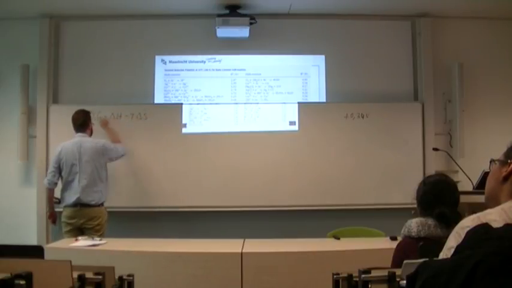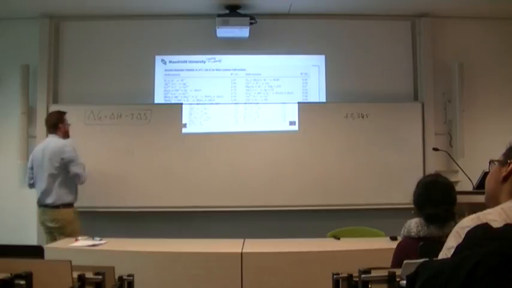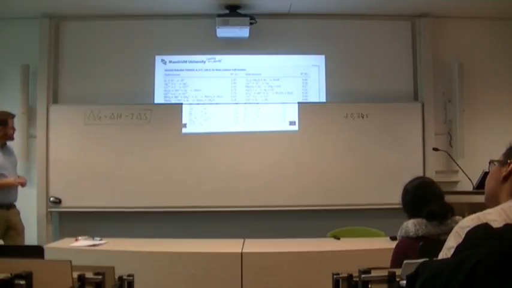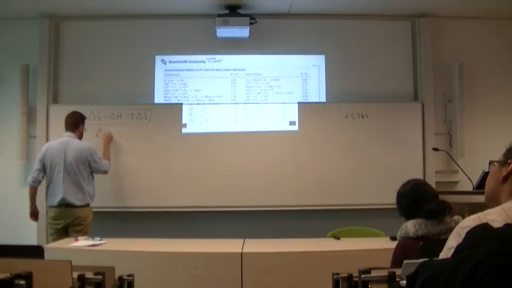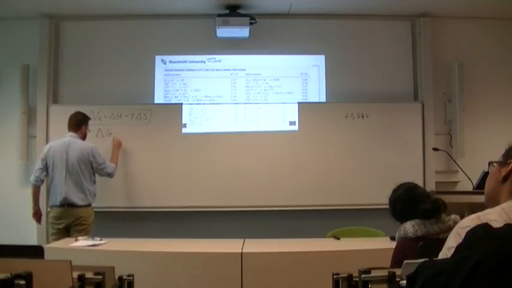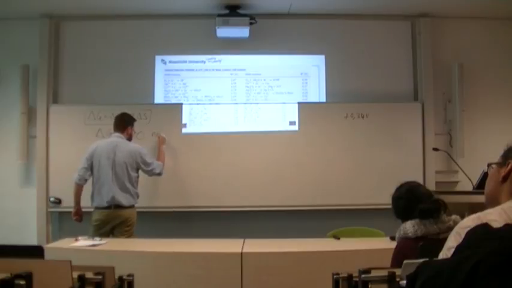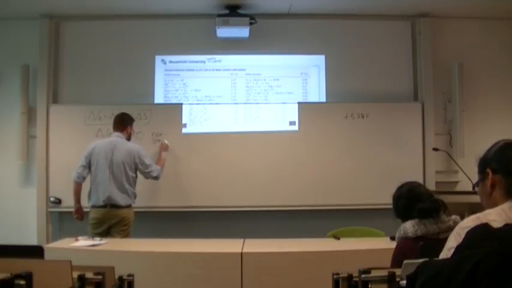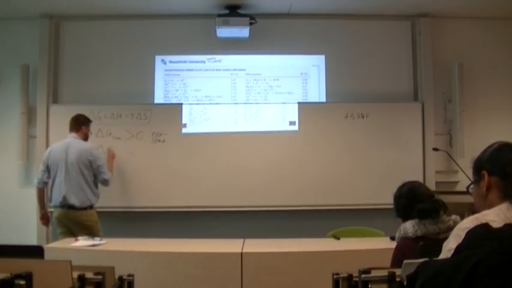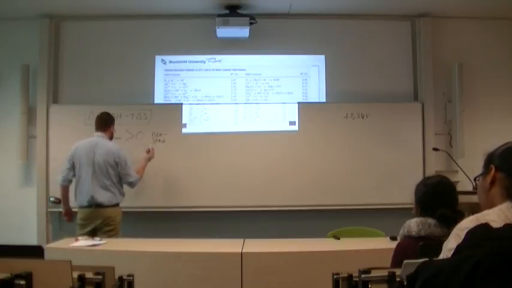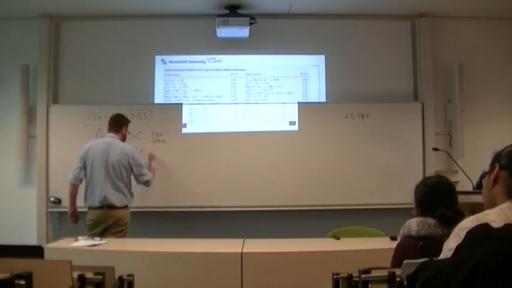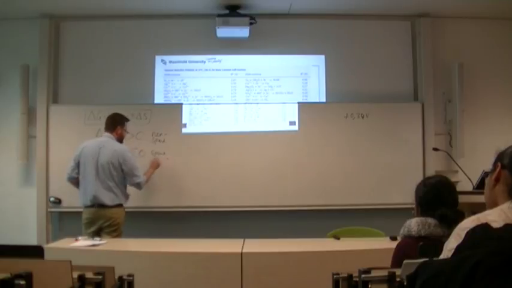the Gibbs free energy or the Gibbs-Helmholtz equation, delta G equals delta H minus T delta S. From thermodynamics, we know that if delta G for a reaction is positive, it is non-spontaneous. And if delta G for a reaction, the free energy change for a reaction, is negative, it is spontaneous.